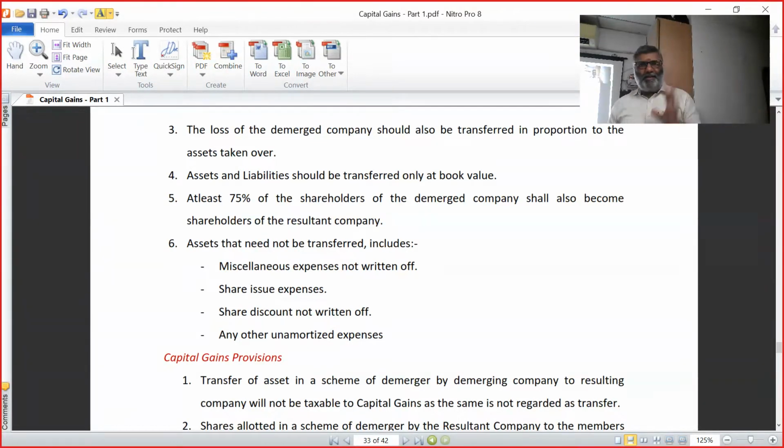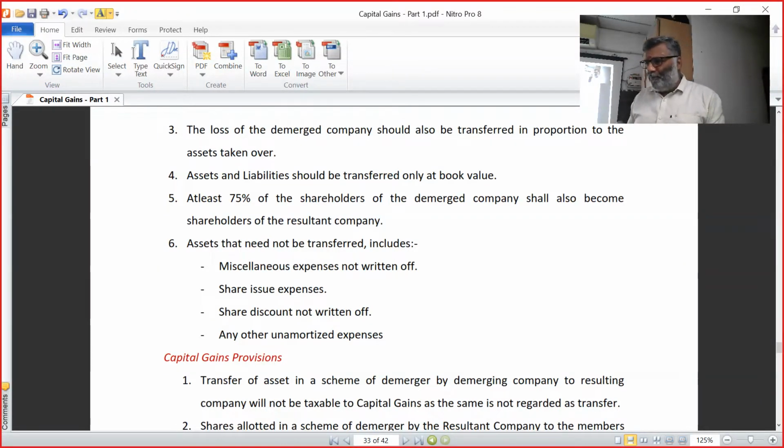Okay, this is demerger. If you follow these conditions, no capital gain arises. If you follow all these conditions, no capital gain arises both for the company and for the shareholder. Okay?